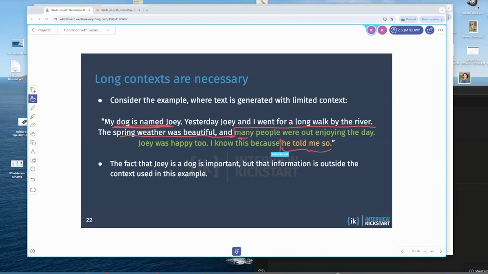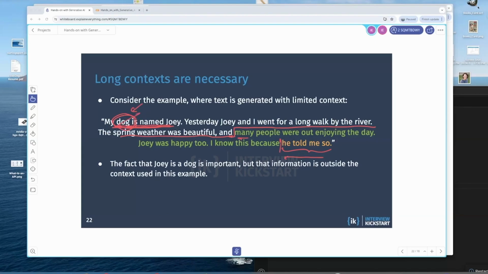And so if I want to look at what I should generate next, I should take into account that Joey's a dog. How do I know that my dog was happy? I don't know, maybe because he was wagging his tail or something. Maybe it should say, I know this because he was wagging his tail. But that's a very specific detail. There's really one word that's my clue in my context: it's the word dog that's way back deep in the context.